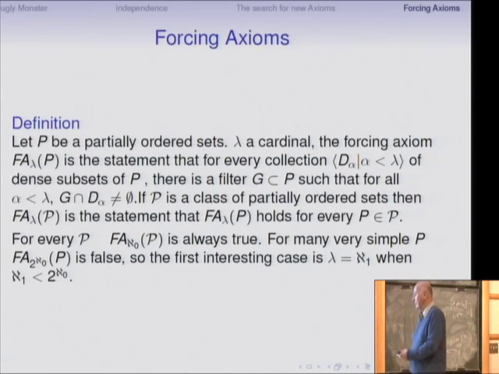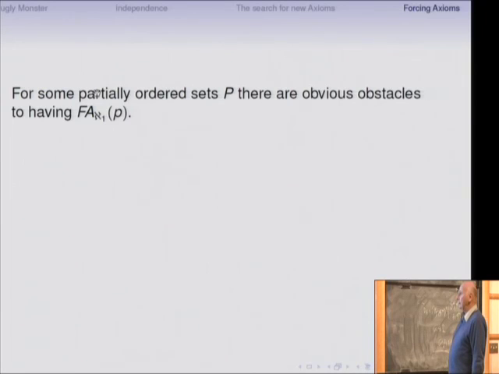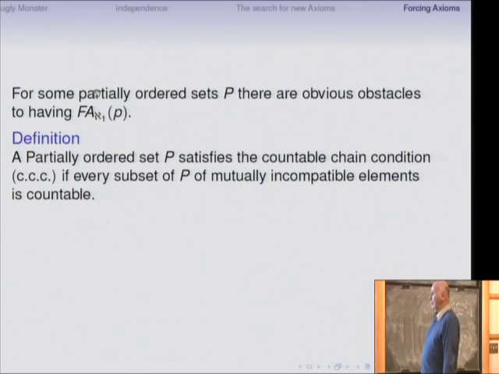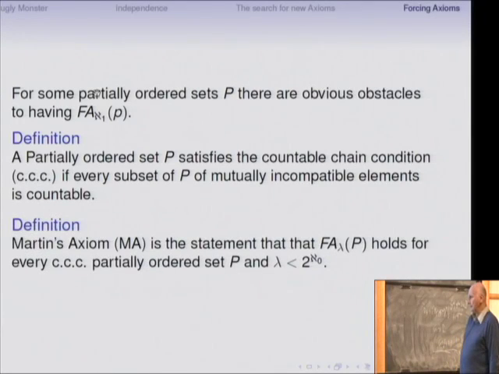So the interesting case would be lambda equal aleph one, when aleph one is less than the continuum. But even in this case, there are obvious obstacles to having this forcing axiom, even if the continuum is large. A way of trying to overcome it comes exactly by Martin's axiom. A partially ordered set satisfies the countable chain condition if every subset of mutually incompatible elements is countable. Martin's axiom is the statement that the forcing axiom is true for every such P and every lambda less than the continuum, which is trivially true if the continuum is aleph one, because here you're talking only about countable.